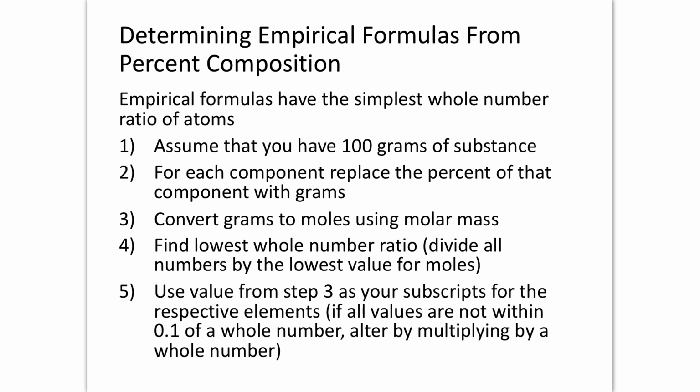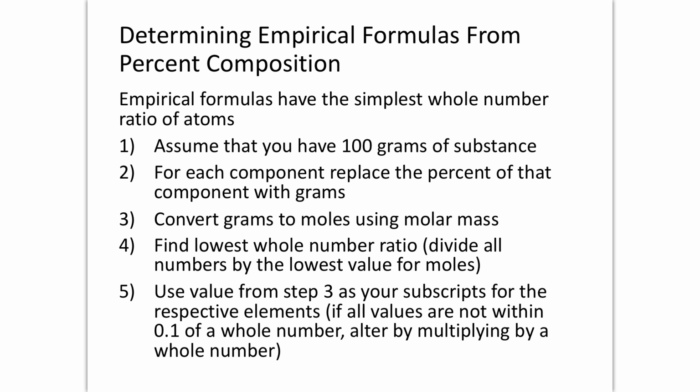So first of all, you're going to assume you have 100 grams of the substance. You're going to replace the percentages of each one of the components. Instead of the word percentage, you're going to write grams. So if you have 50%, you're going to say it's 50 grams. You're going to convert that back into moles using the molar mass conversion. Then you're going to divide through by the least number of moles for all the materials to get a whole number ratio.